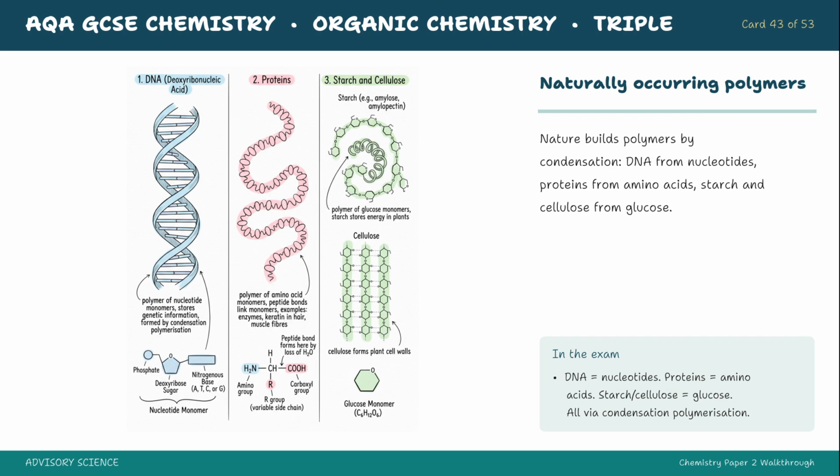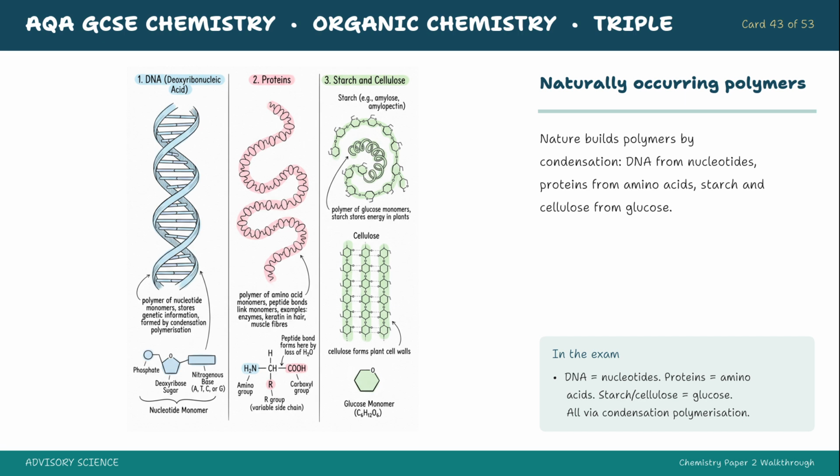Naturally occurring polymers. Nature makes its own polymers. Proteins are polymers made from amino acid monomers joined by condensation polymerization, and different proteins are built from different combinations of amino acids. DNA, which carries our genetic instructions, is a very large molecule made of two polymer chains, made from monomers called nucleotides, and it's twisted into a double helix shape. Starch and cellulose are both natural polymers too, and they're made from the sugar called glucose, which is the monomer, and plants use them for energy storage and structure.